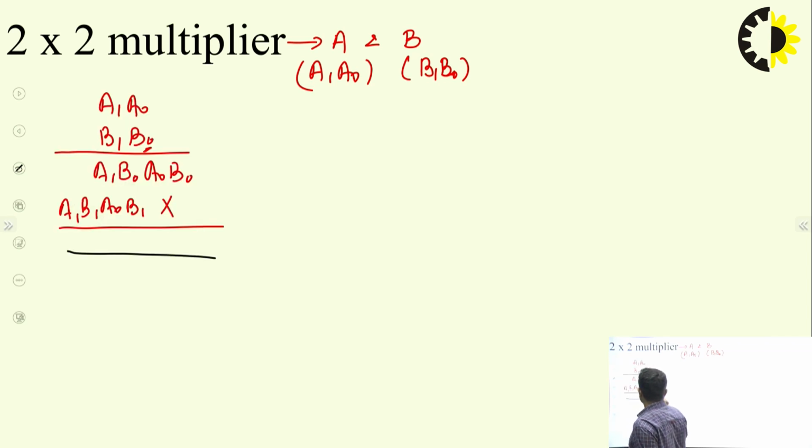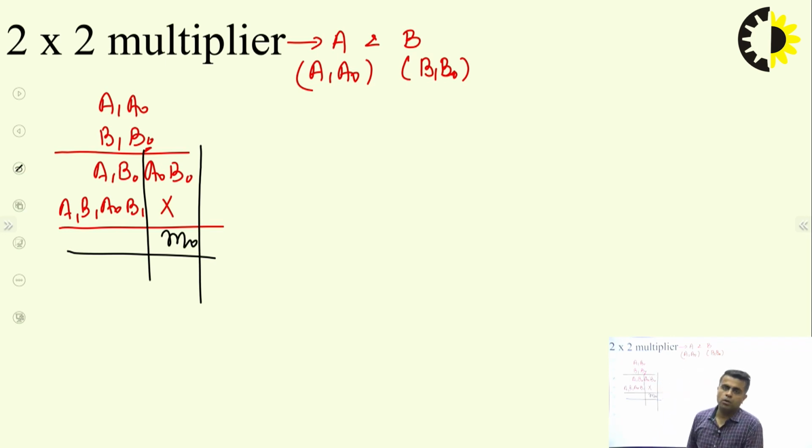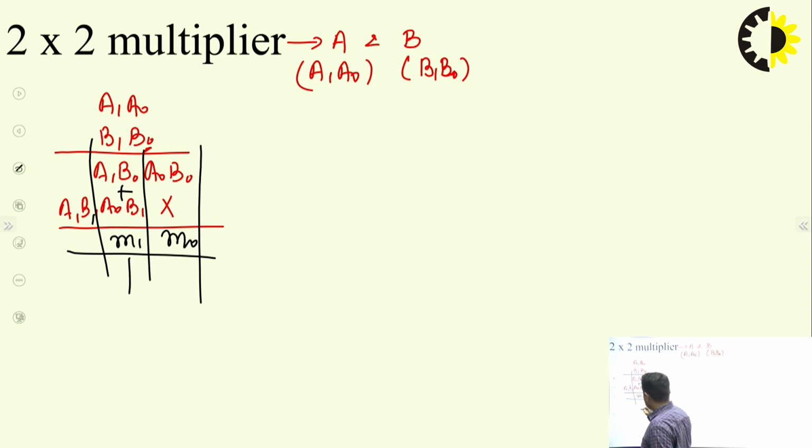There is no need to add anything for the first position. So A naught B naught will be the LSB of my final result, and then A1 B naught plus A naught B1, these two need to be added. The sum part will be denoted here, and the carry part will reach here. Both these are to be arithmetically added.